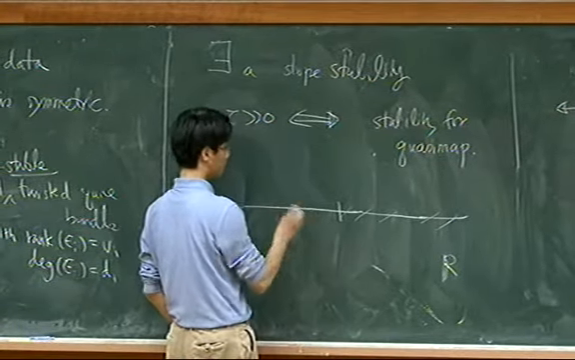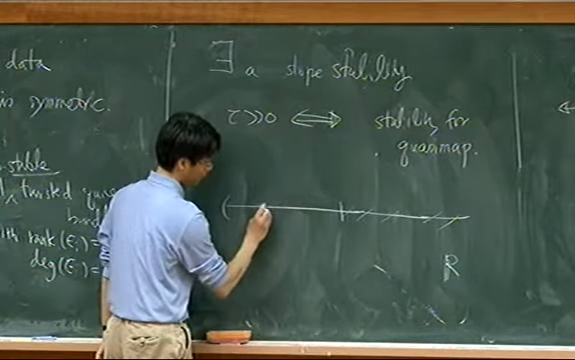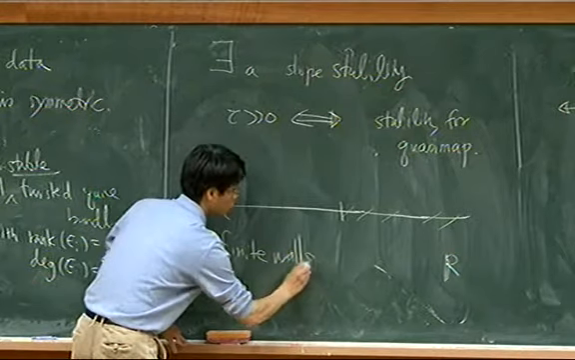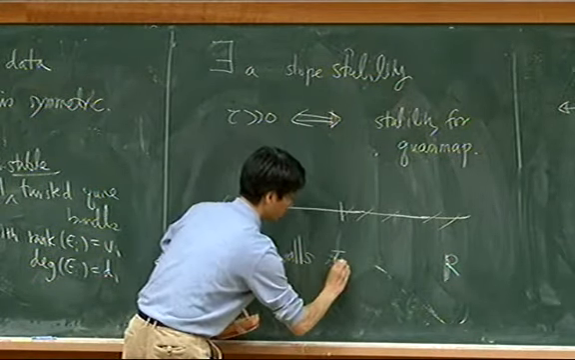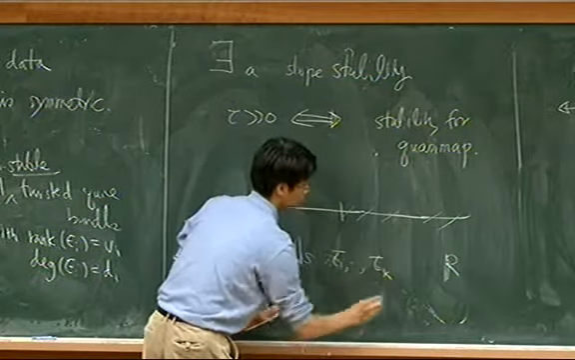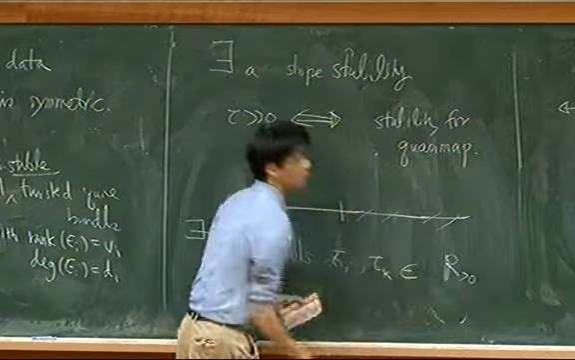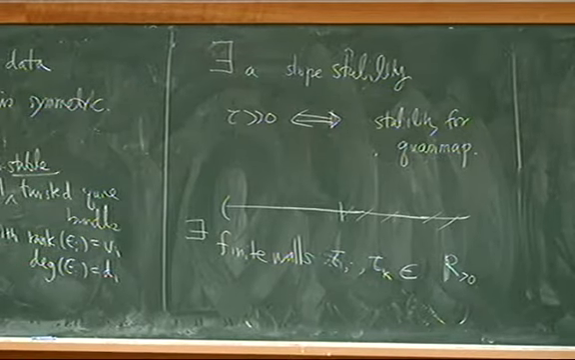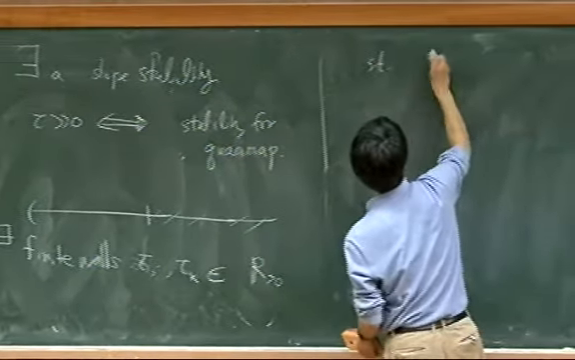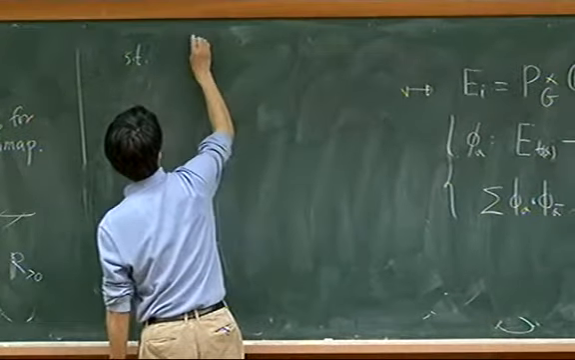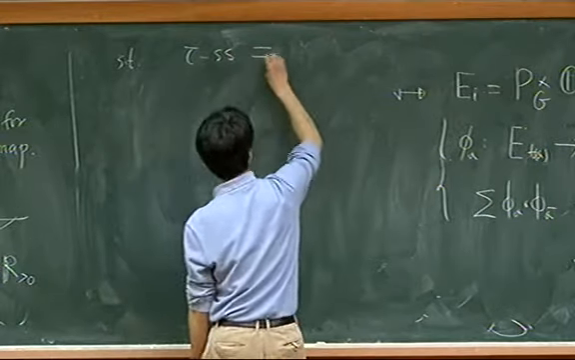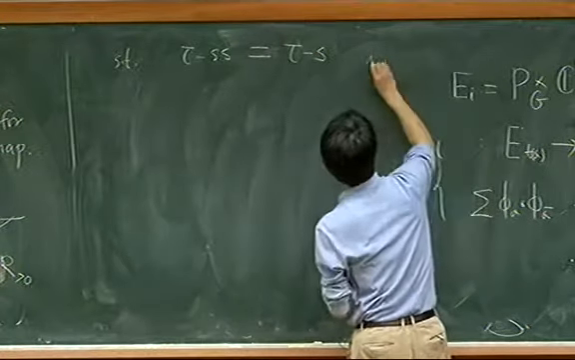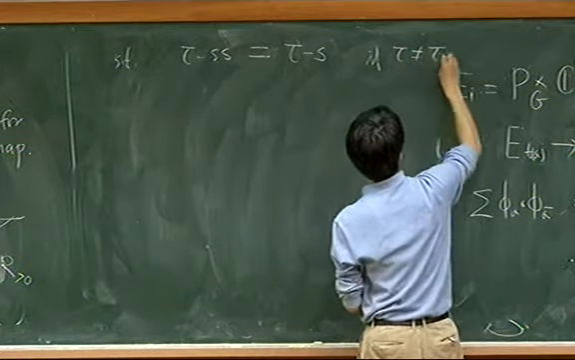And using this, one can prove that there are only finitely many walls, tau_1, ..., tau_k in the positive reals, such that tau-semi-stability is exactly equal to the notion of tau-stability if tau is not tau_i.